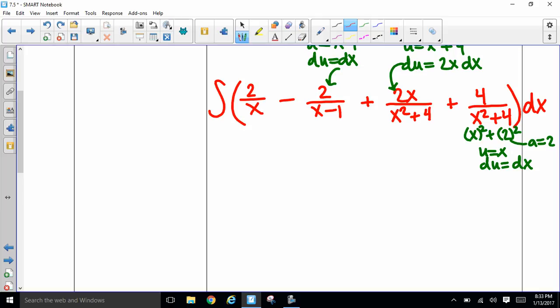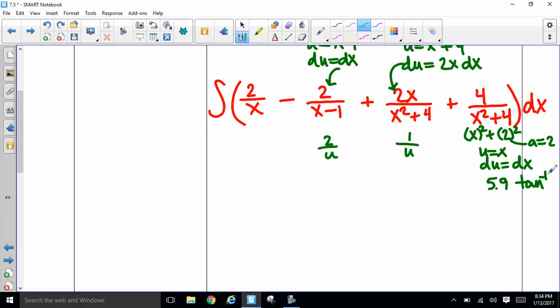Okay, this portion will be turned into 2 over u. This portion will be turned into 1 over, but this is another u, a different u value. You may want to call them u1 and u2 so you can keep them straight, or you can pick different letters for each one, however you want to do that. And then this is a tangent inverse setup.